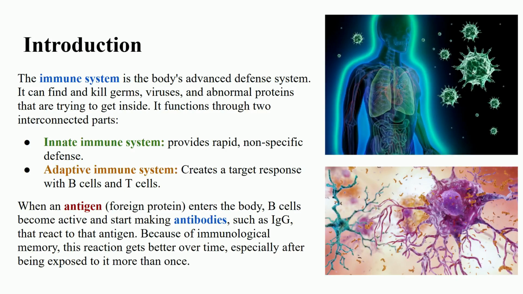So, the immune system is the body's advanced defense system. It can find and kill germs, viruses, and abnormal proteins that are trying to get inside. It functions through two interconnected parts: the innate immune system, which provides rapid, nonspecific defense, and the adaptive immune system, which creates a targeted response with B cells and T cells. When an antigen or a foreign protein enters the body, B cells become active and start making antibodies, such as IgG, that react to the antigen. Because of immunological memory, this reaction gets better over time, specifically after being exposed to it more than once.